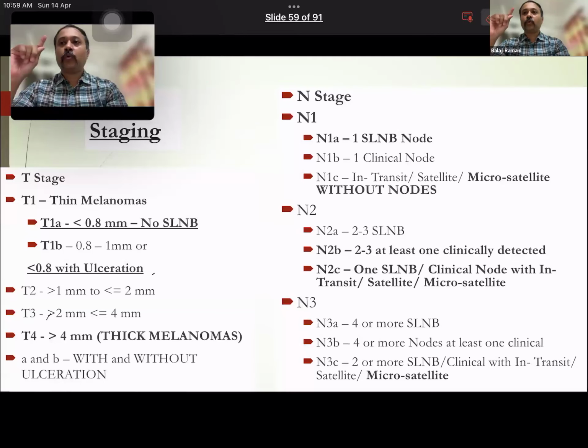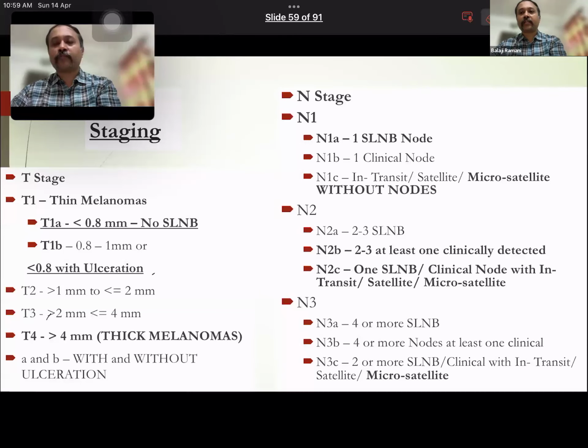Satellite with one node, either clinical or SLNB, is N2C. The same thing, satellite with multiple nodes, either clinical or SLNB, is going to be N3C. Now, SLNB alone, if you look at it, the number 1 sentinel node is positive, that is N1A. 2 to 3 sentinel nodes are positive, that is going to be N2A. And then you have your N3A, which is 4 or more sentinel nodes which are positive.